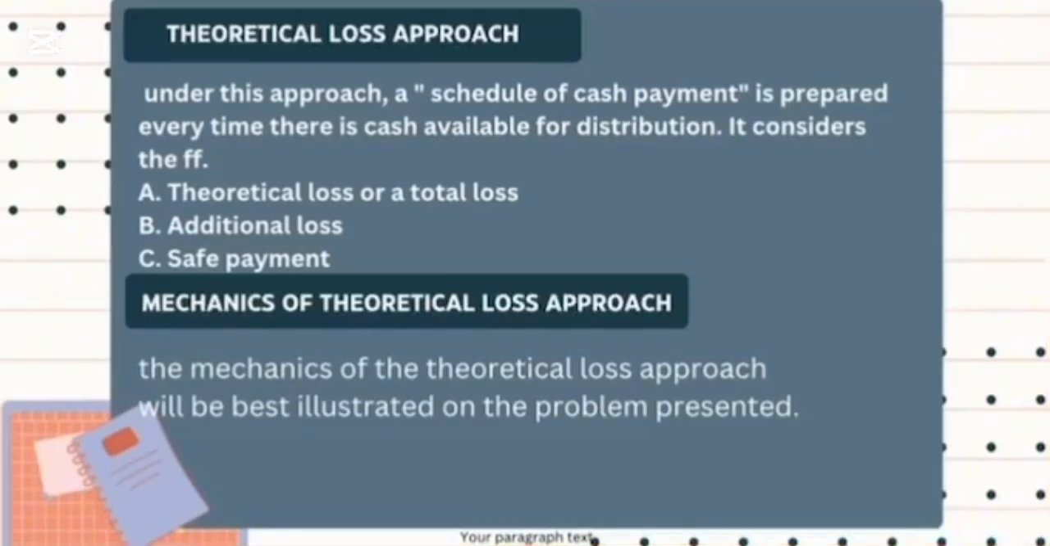Mechanics of theoretical loss approach. The mechanics of the theoretical loss approach will be best illustrated on the problem presented. The partners are Sy, Tan and Co, who share profit and losses in the ratio of 50%, 20%, and 30% respectively. They decide to liquidate their partnership. The post-closing trial balance is given for the post-closing liquidation.